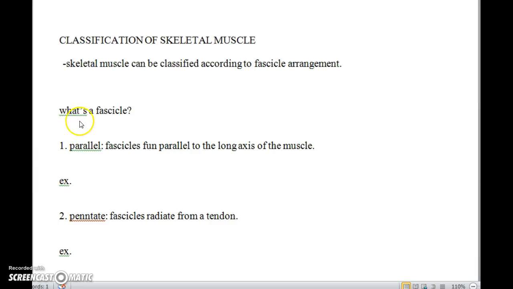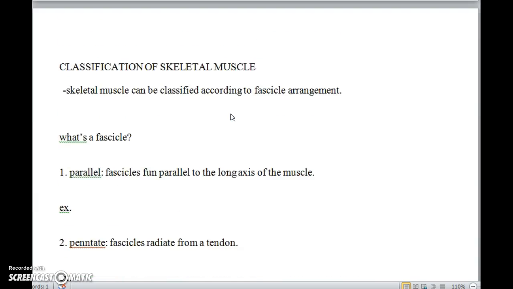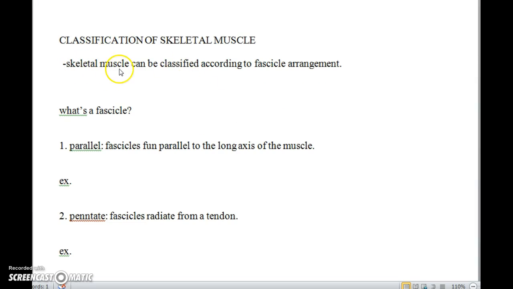Okay, guys, so let's finish up the chapter. So we got the classification of skeletal muscles. This is on page 76, by the way. Remember, skeletal muscle can be classified according to fascicle arrangement.